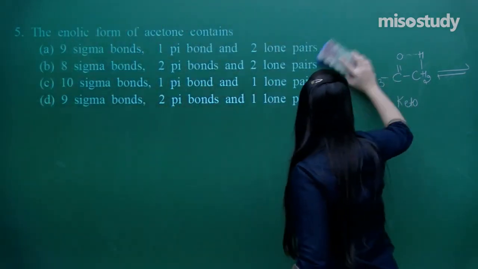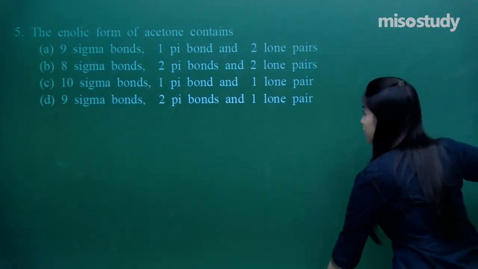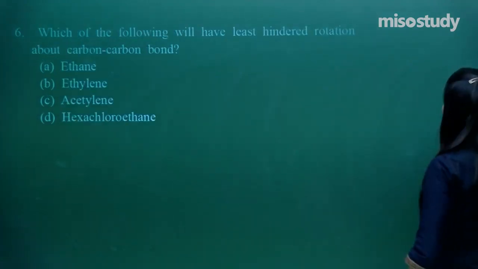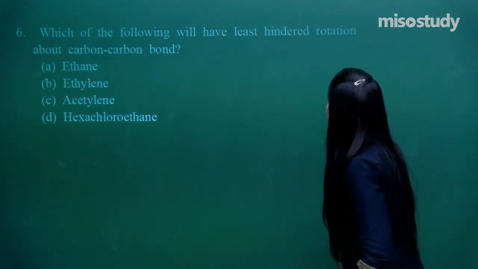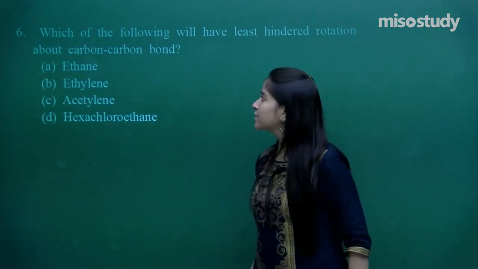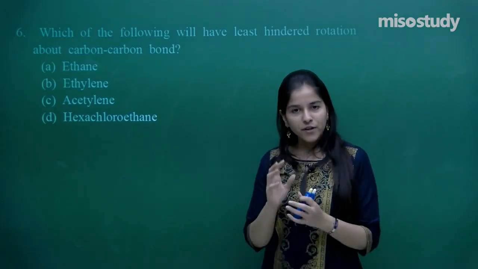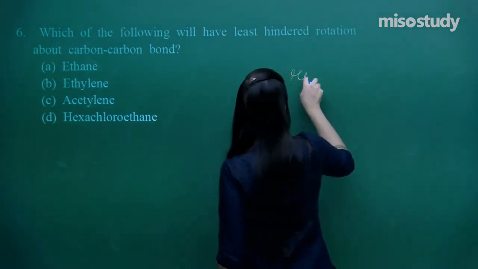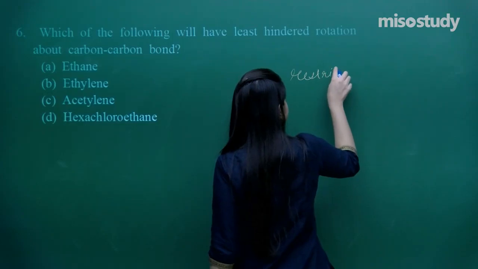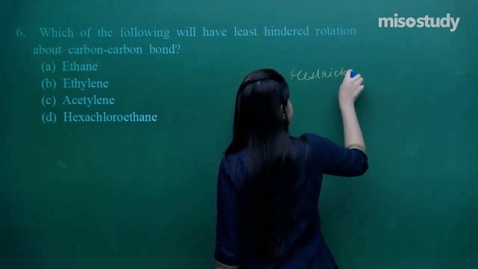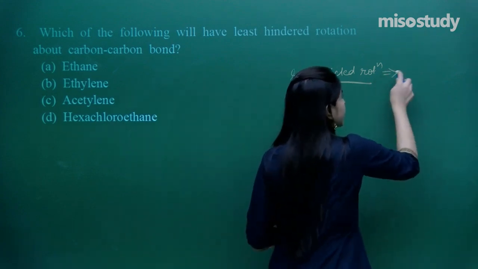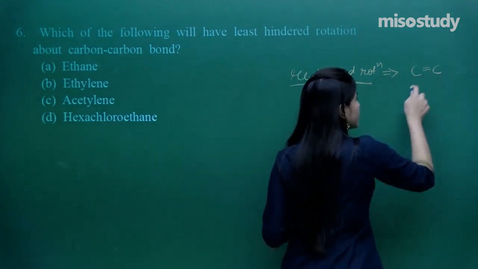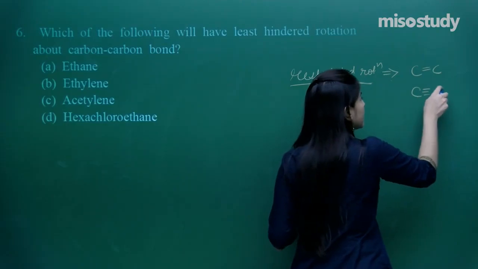What does the next question say? Which of the following will have least hindered rotation about the carbon-carbon bond? So we know where the restricted rotation is. Wherever there is a double bond, a C=C double bond, or in fact a triple bond.